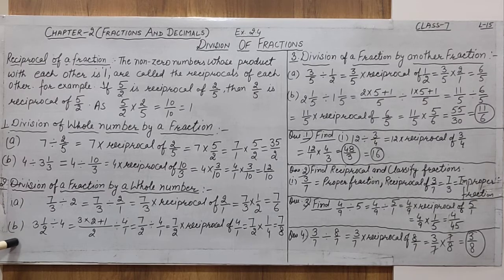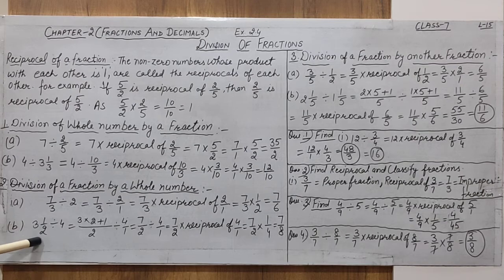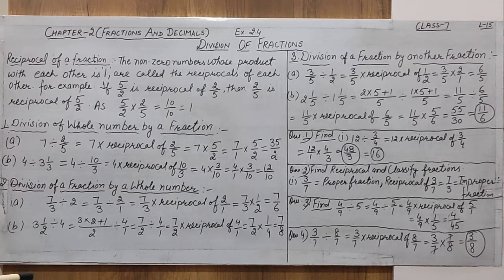Alright. Now, the second example for this type is 3 and 1 by 2 divided by 4. So first of all, to divide a mixed fraction by a whole number, we have to change the mixed fraction into an improper fraction, because a mixed fraction cannot be divided directly, cannot be multiplied directly. You have to change the mixed fraction into a simple fraction, like we have done in this question.